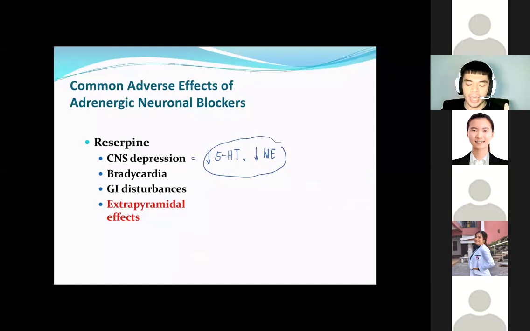depressed. Okay? And then bradycardia, GI disturbances, and extrapyramidal effects. Extrapyramidal effects, this is due to lower levels of dopamine in a patient's body. Okay? This is because of less dopamine levels in the body, and extrapyramidal effects could affect motor activity, okay? Motor activity of the patient.